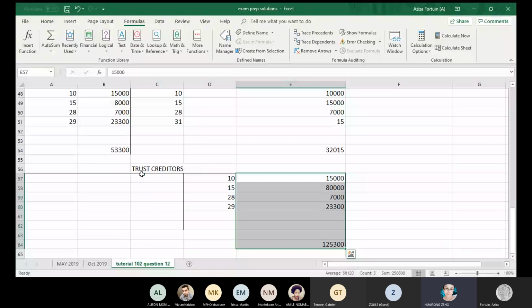Sorry, Asisa, the 728 should not be put on the credit side. Anything else that must go in? No. So it's the 10,000, the 15,000, and the 15 Rand. Yes. It's the 15,000 here that's wrong. It's the 15,000 and the 8,000. Sorry, I typed wrong.